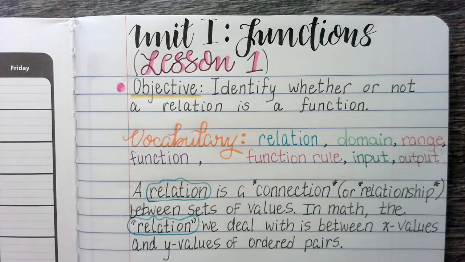So you're going to talk about different sets all throughout math. A set could be the set of real numbers, the set of imaginary numbers, the set of natural numbers, whole numbers, rational numbers, or irrational numbers, the set of all even integers, the set of all positive numbers. So we're going to specify different sets. In math, the relation we deal with in our particular class is between x values and y values of ordered pairs. So get that definition down, and then we're going to continue.